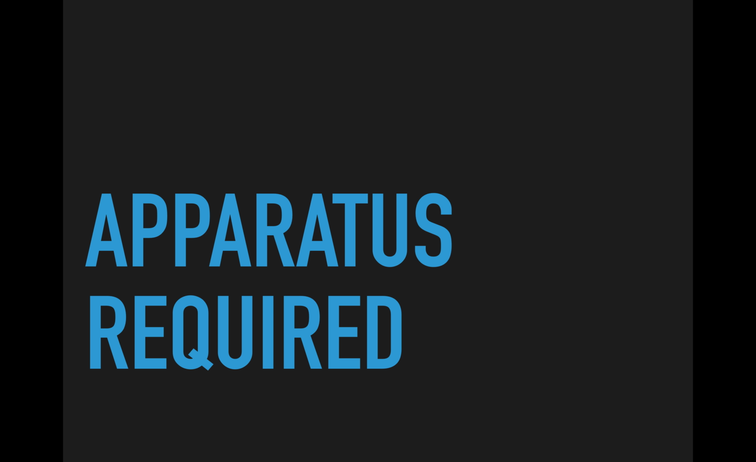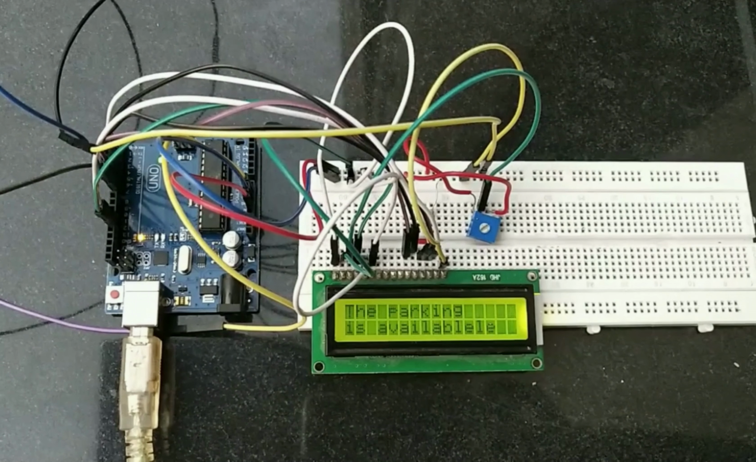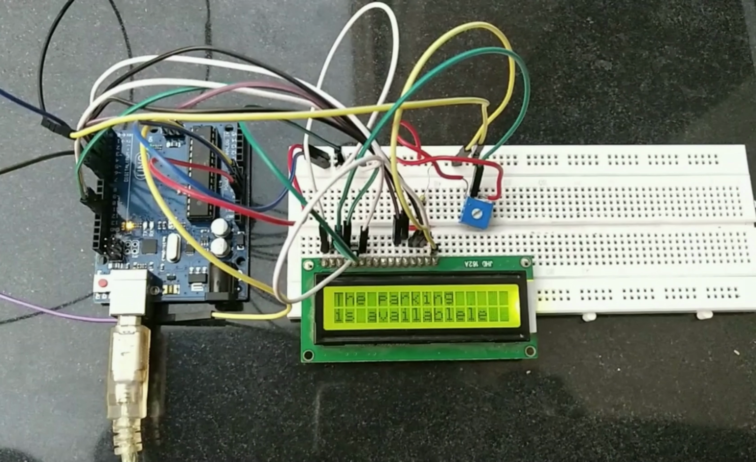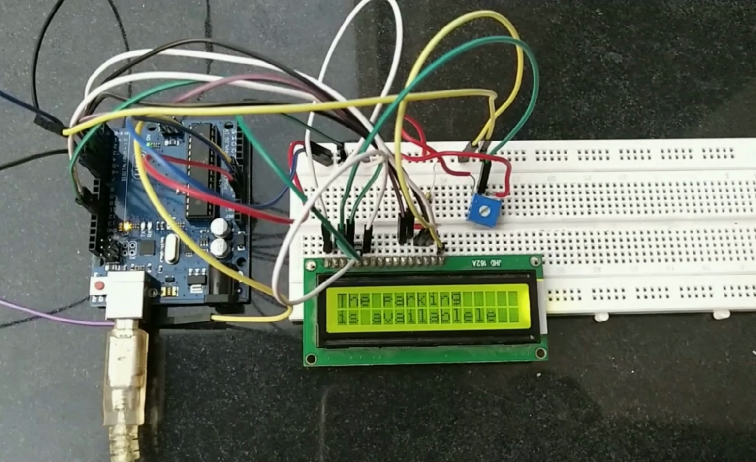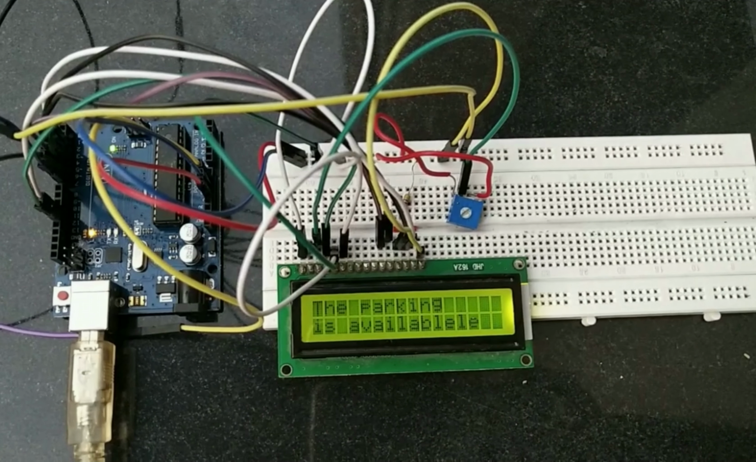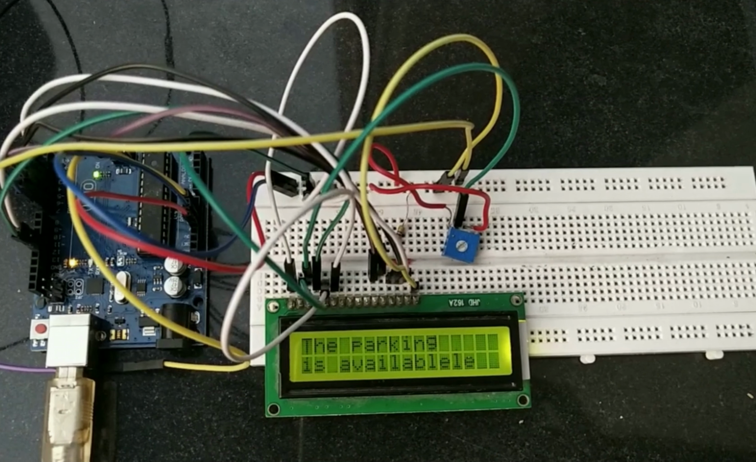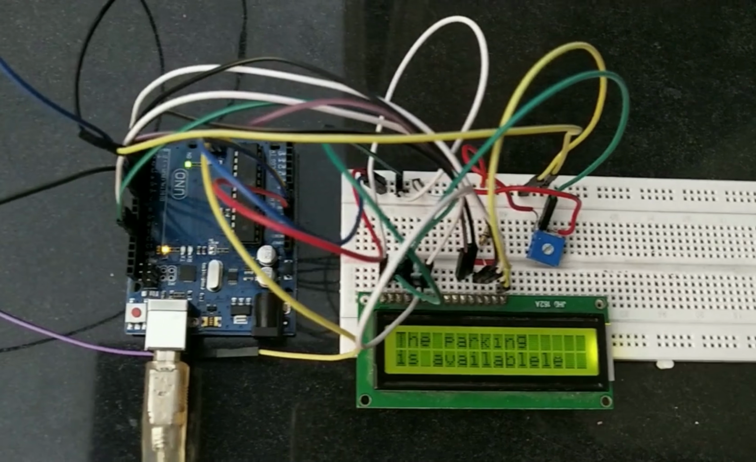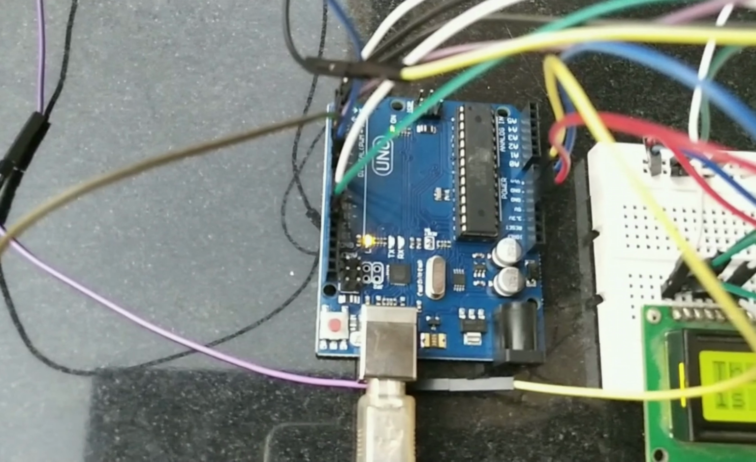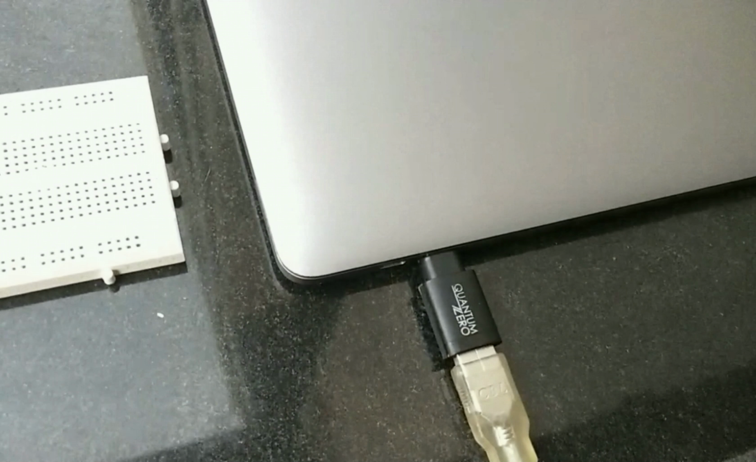Apparatus required. This is our solution to the car parking problem. As you see, the Arduino Uno is connected to the liquid crystal display with the help of wires, potentiometer, breadboard, and resistance. It displays whether or not the parking is available. The Arduino cable is used for connecting it to the laptop. Arduino is programmed using the Arduino IDE.